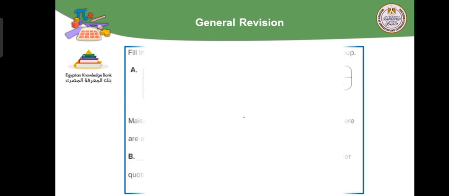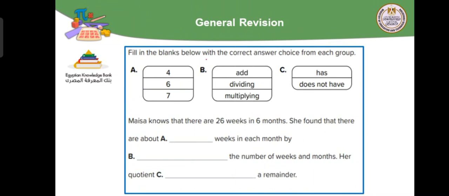Fill in the blanks below with the correct answer choice from each group. Maisa knows that there are 26 weeks in 6 months. She found that there are about what? 4 or 6 or 7 weeks in each month. How many weeks in each month? 4 weeks. Excellent.